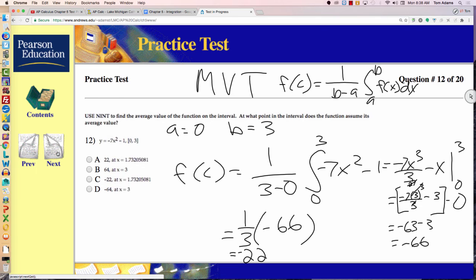And then to determine where the x is, it just has to fit somewhere between a and b. So once I have the negative 22, the second part of the question is, what value for c gives me f of c equals negative 22. And so you could graph that, and what they're talking about is what point on the original curve gives me that.